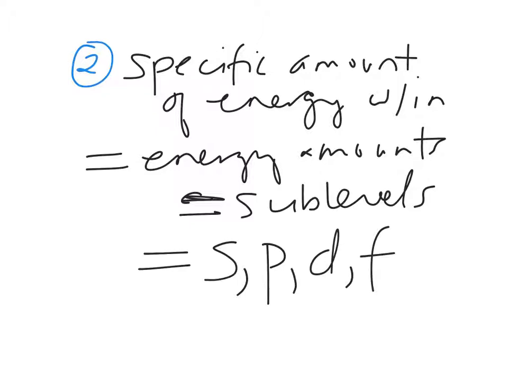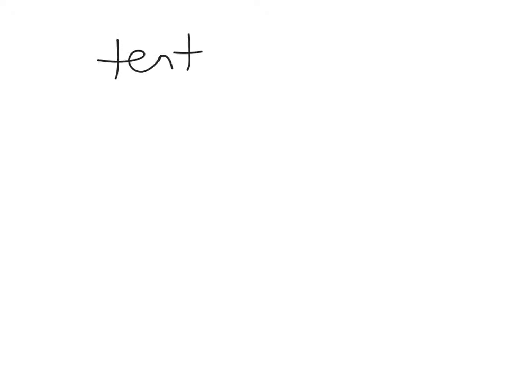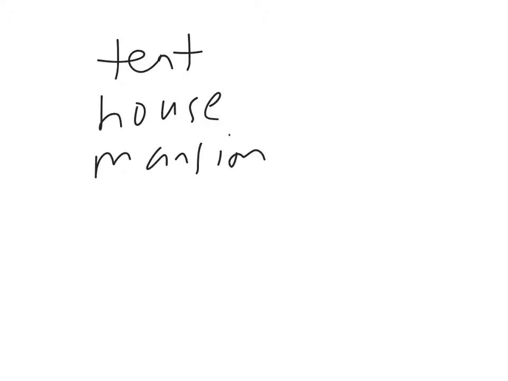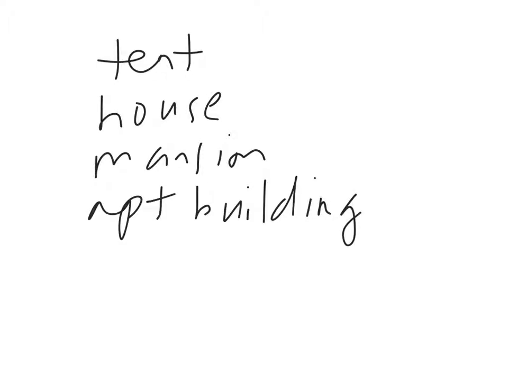This type of address within our analogy would be the dwelling. Okay, so for humans that live within a city that's within a country, we live in some sort of dwelling. That dwelling could be a tent, for example, a house, a mansion, an apartment building, etc. For these dwellings, they're all different shapes and sizes. And the same is true for the sublevels that electrons inhabit, the S, P, Ds, and Fs.